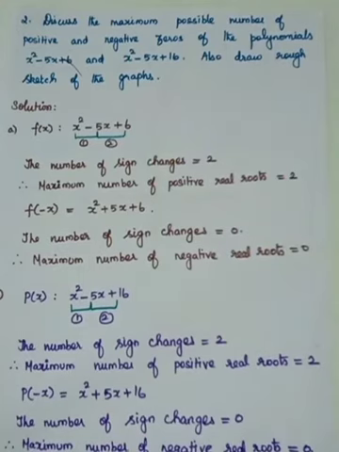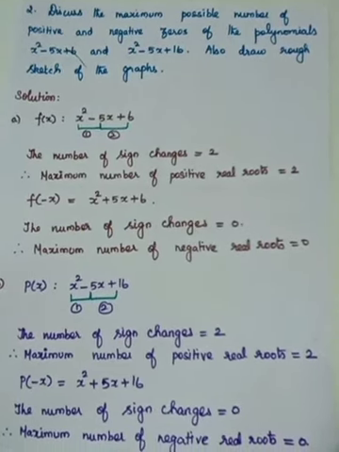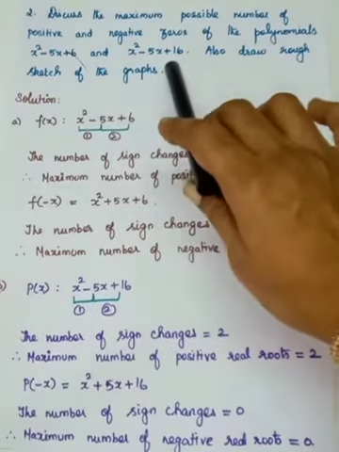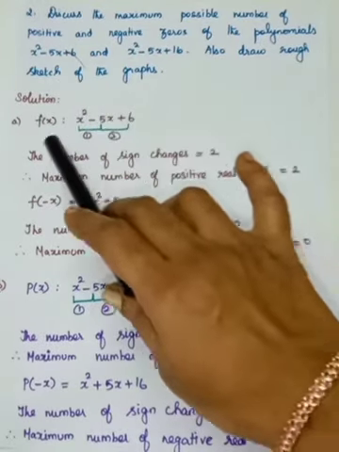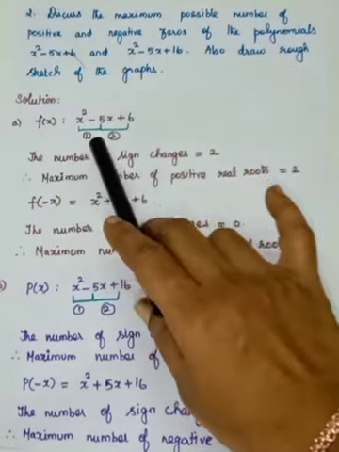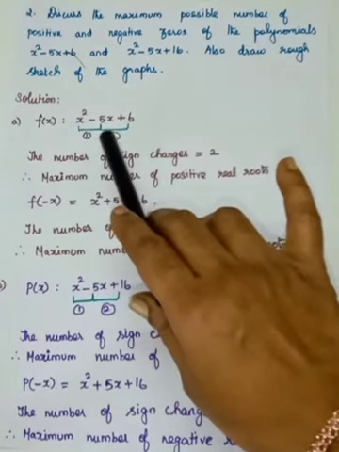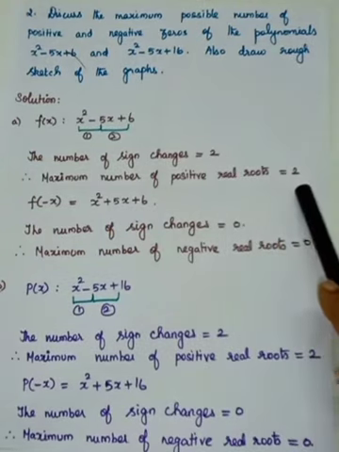Coming to the second problem: discuss the maximum possible number of positive and negative zeros of the polynomial. 2 polynomials given. Also draw rough sketches of the graphs. You consider the first polynomial's name as f of x. See the sign changes: plus to minus, minus to plus. So the number of sign changes is 2, so the maximum number of positive real roots is 2.